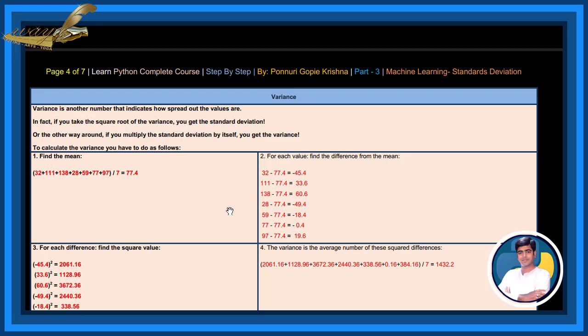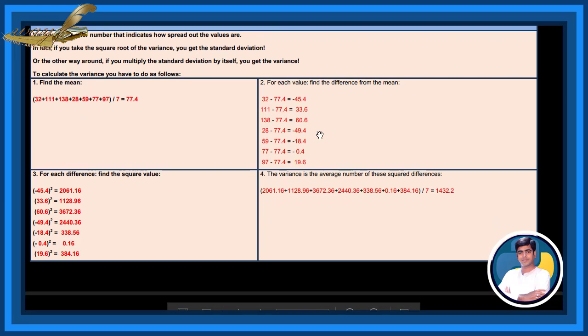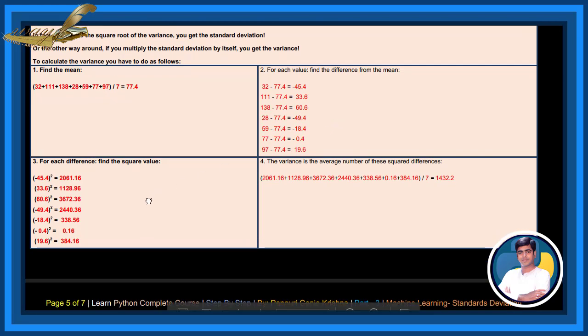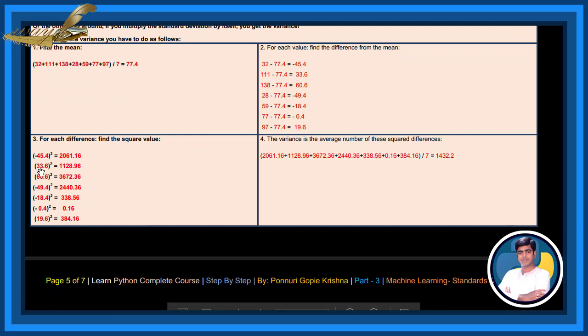Find the mean. Then find each value's difference from the mean. See, this is the result. For each difference, find the square value. The variance is the average number of the squared differences. See, we should add them up and divide by 7.